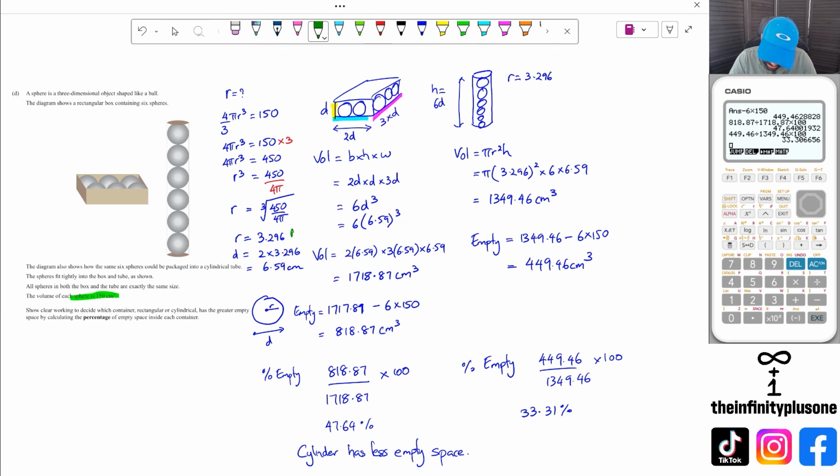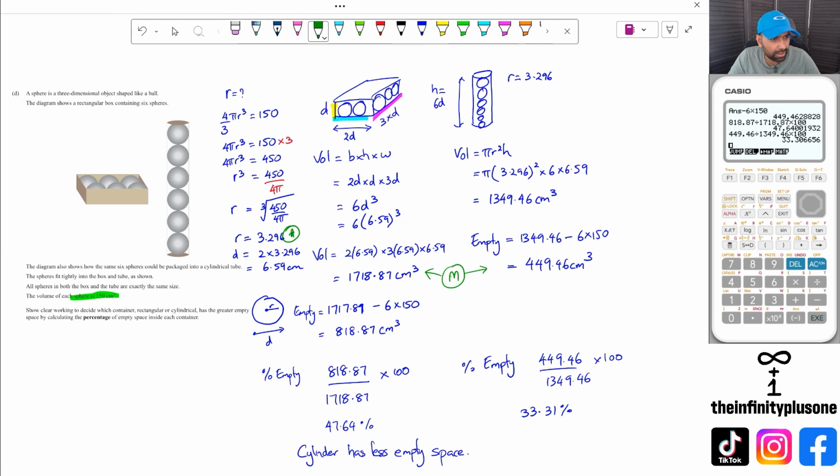So that is up here. That's going to get you an achieved. Consistent volume: let's say you make a mistake with the radius and then you get the volume correct based on your wrong radius, you could still get an achieved for it. Empty space in the regular box or empty space in the cylinder gets you a merit. So your merit actually comes from this or this.